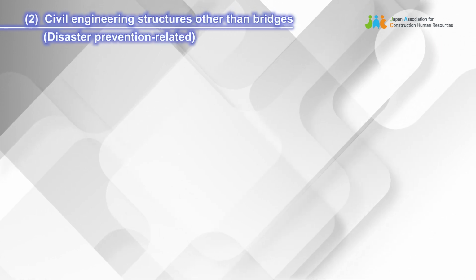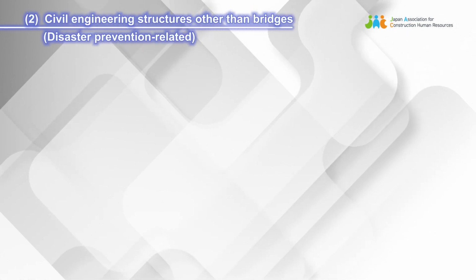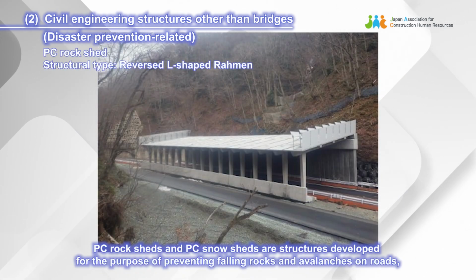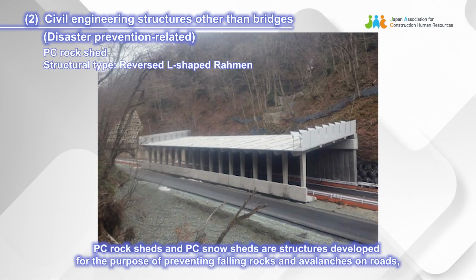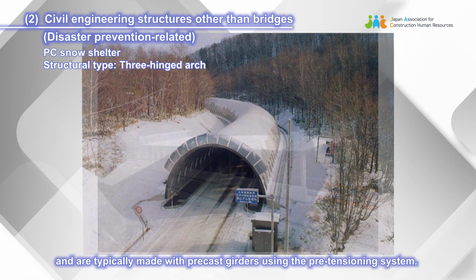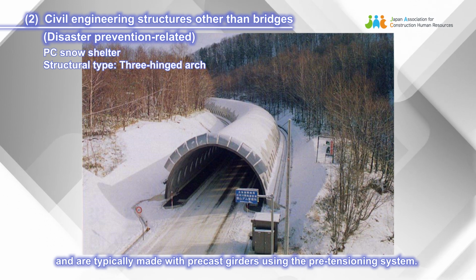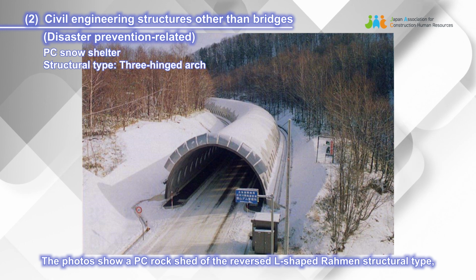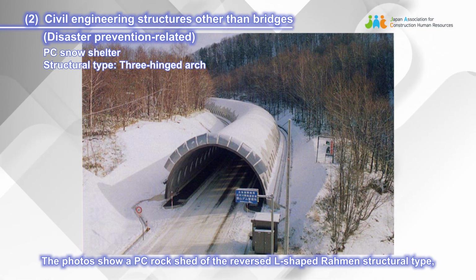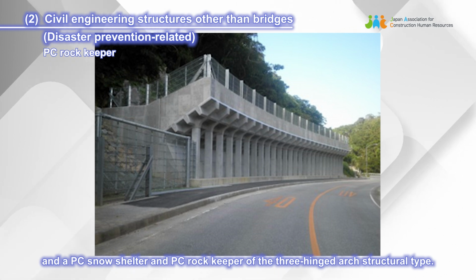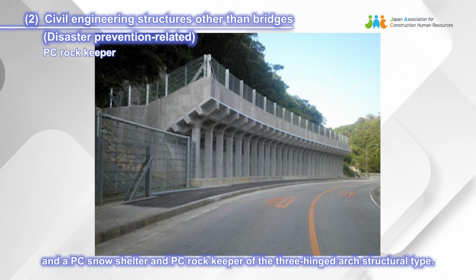Civil engineering structures other than bridges, disaster prevention related. PC rock sheds and PC snow sheds are structures developed for the purpose of preventing falling rocks and avalanches on roads, and are typically made with precast girders using the pre-tensioning system. The photos show a PC rock shed of the reversed L-shaped ramen structural type, and a PC snow shelter and PC rock keeper of the three-hinged arch structural type.